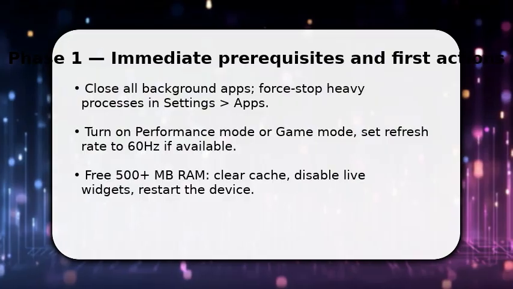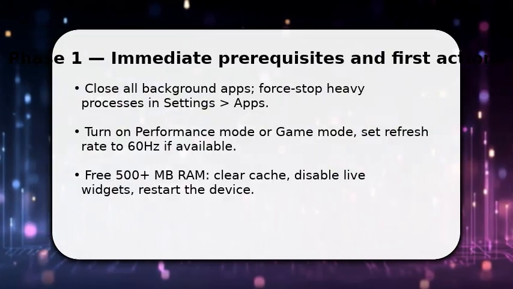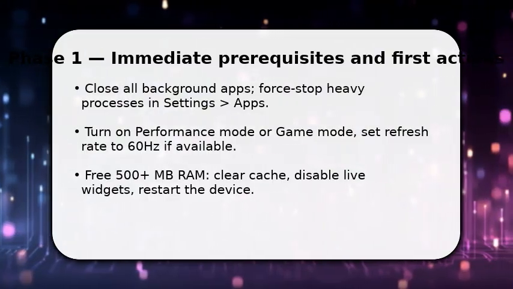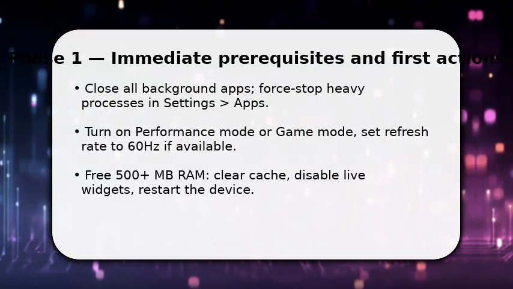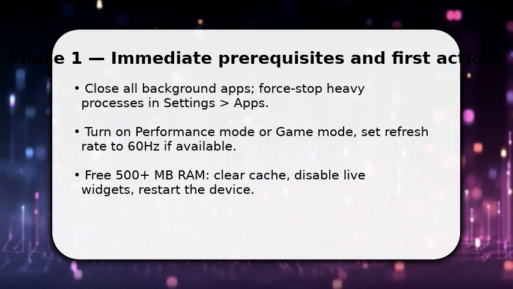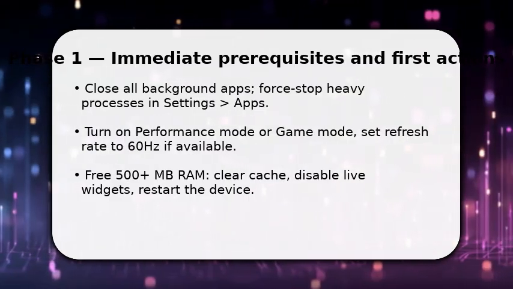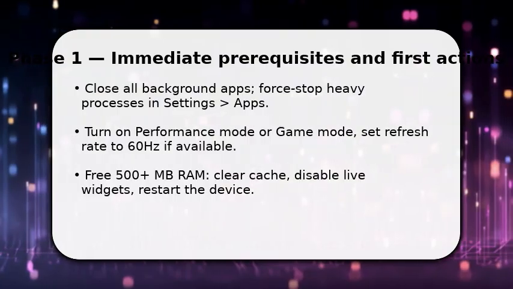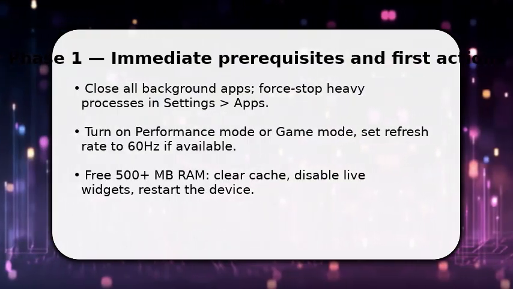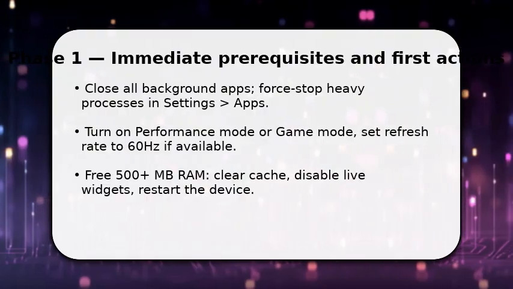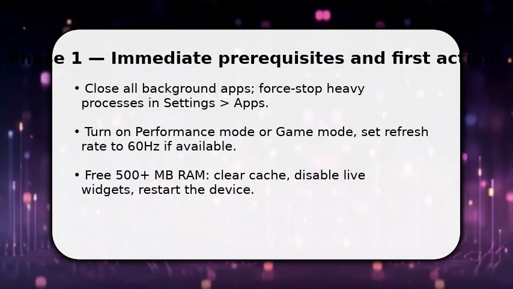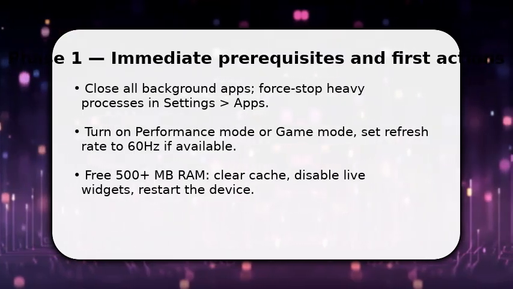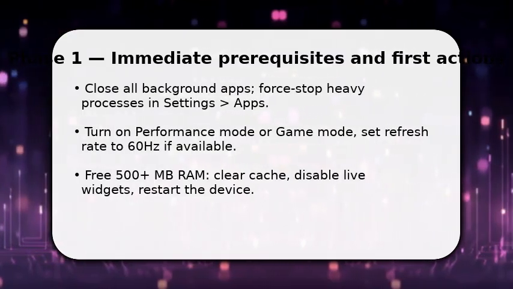You start by freeing the device resources that Geometry-Mobile needs. That's the real foundation. Close background apps and force stop anything using CPU or network. Once done, enable performance or game mode on your phone and lock the refresh rate to 60 Hz to reduce fluctuations. You should also clear the app cache and reboot. This gives you a clean memory state.